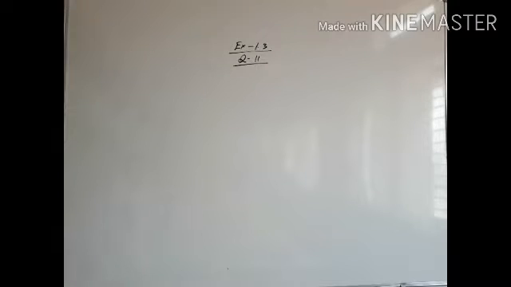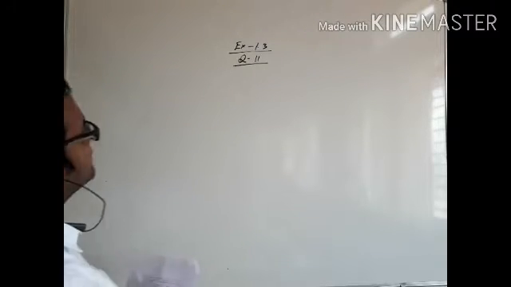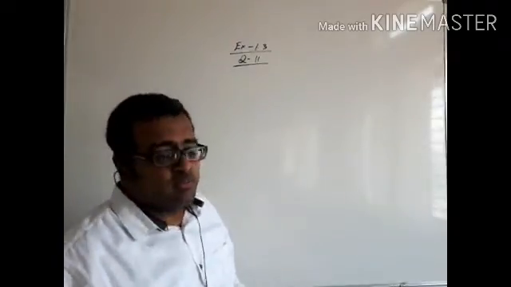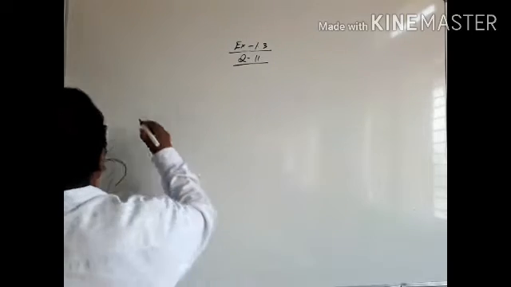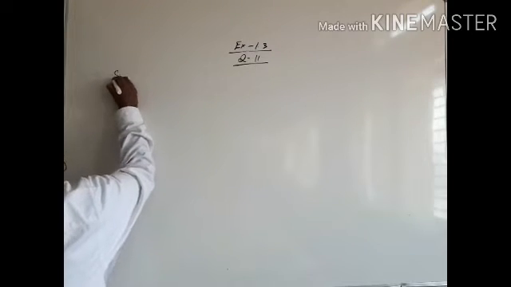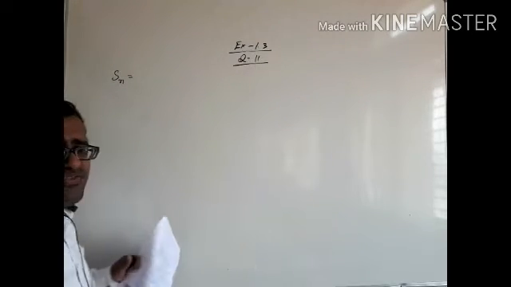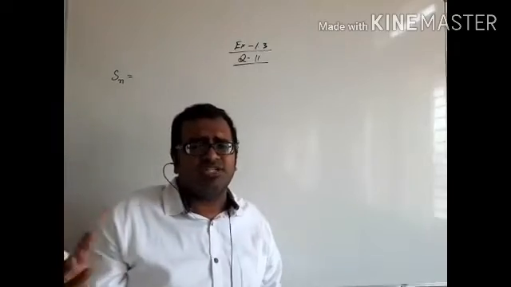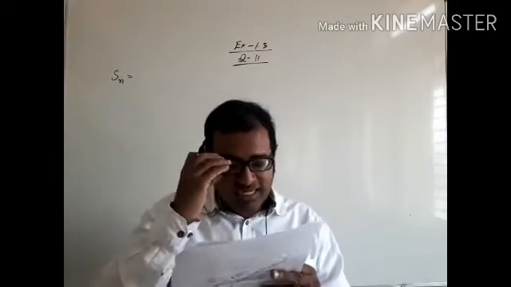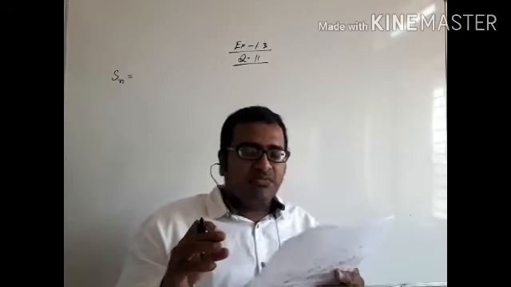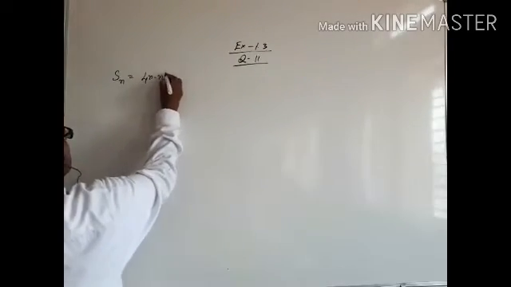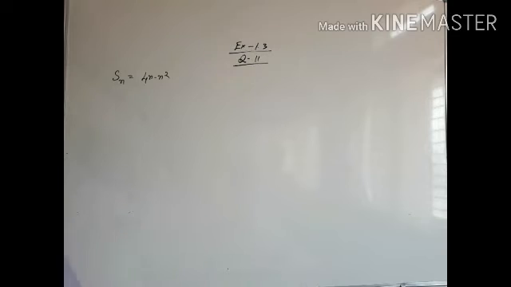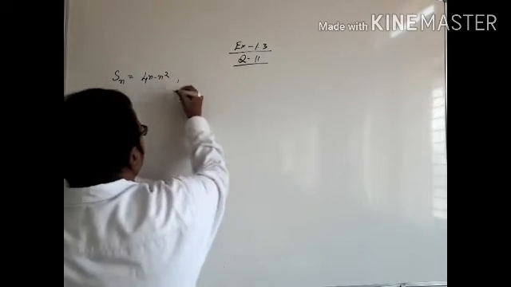Okay, students. Now we will start with question number 11 from exercise 1.3. If the sum of first n terms, let me just put it in symbols as Sn, which is nothing but first n terms addition, that is Sn. Sum of first n terms of an AP is 4n minus n square.